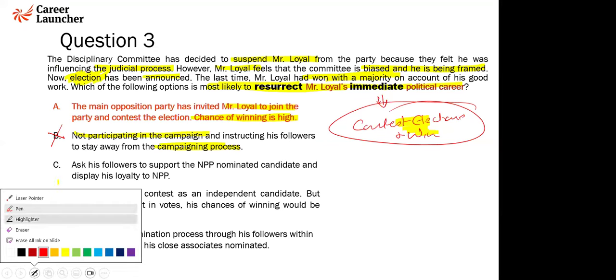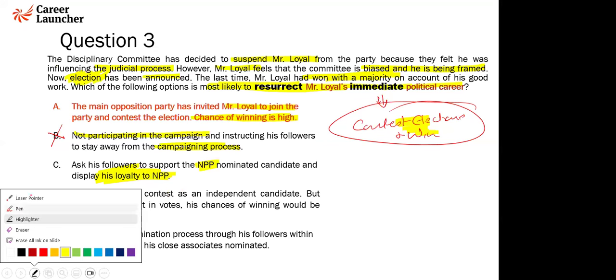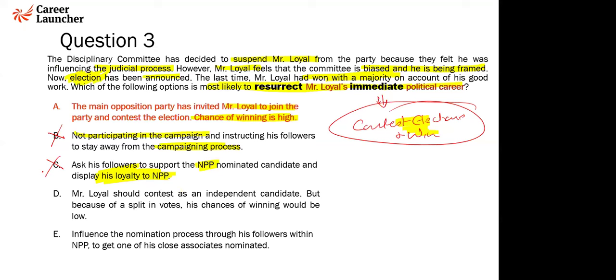Choice C: ask his followers to support NPP's nominated candidate and display his loyalty towards NPP. Great, he's displayed his loyalty towards NPP, but what has happened? Someone else has won. He's no longer part of the assembly, and he's out. So it is not going to resurrect his career. As far as Mr. Loyal is concerned, it is not going to be beneficial. Will it be beneficial for the political party NPP? Yes, it will be. It is beneficial for NPP, but not for Mr. Loyal. So choice C again is wrong.